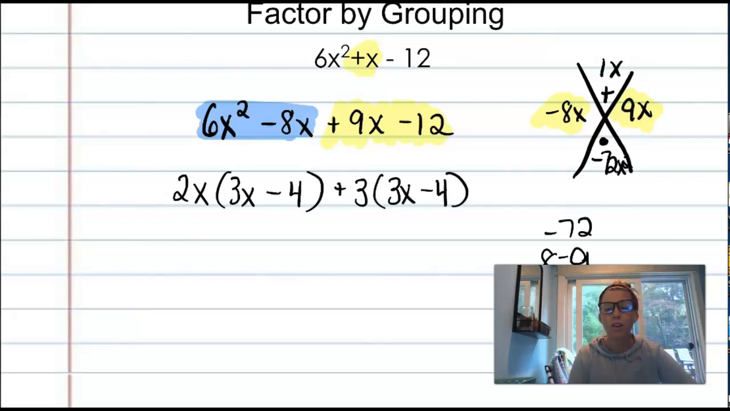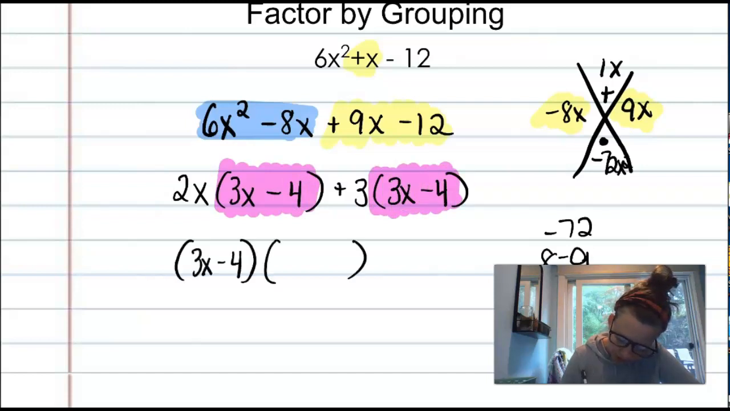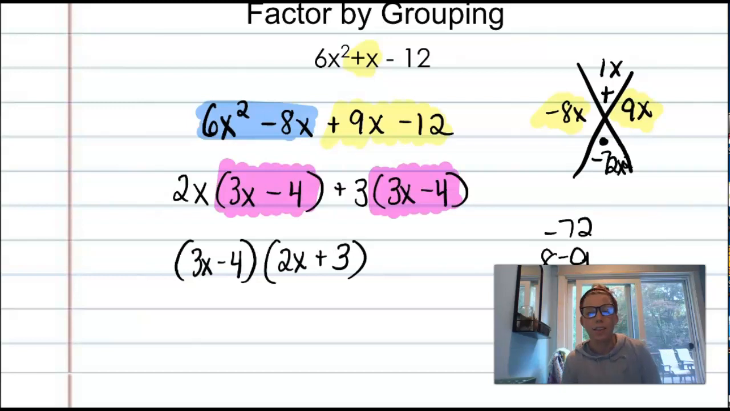And a good check is that once you factor out the GCF, both of them should match. So the last step is going to be this term and this term, since they both have 3x minus 4, that can be pulled out. Factored out really of each term. And then what do I have left? Well, 2x in the first term and a plus 3 in the second. And that's it.